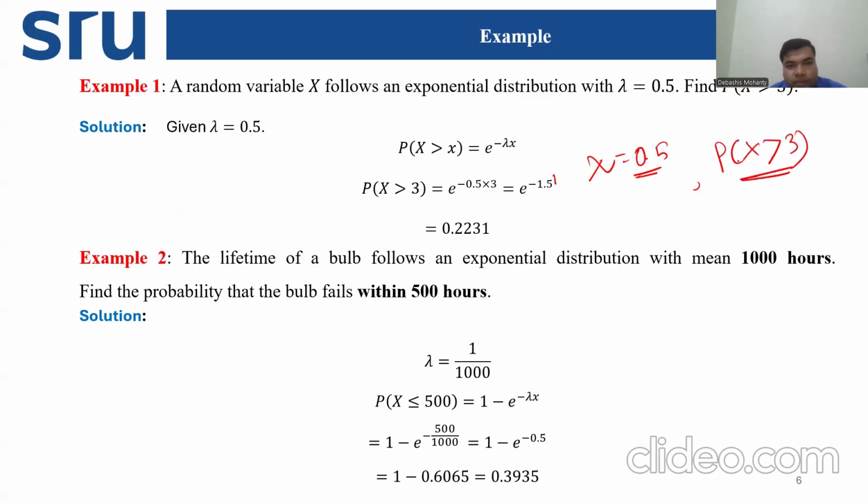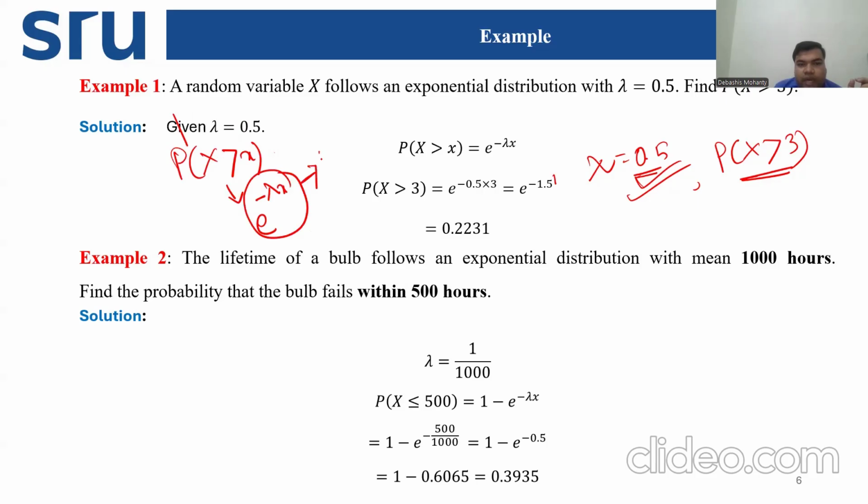So here a random variable x follows an exponential distribution with lambda equal to 0.5. Random variable, do you know random variable? That is the x value. The lambda value is given, and we need to calculate the probability of x greater than 3, that means after 3 hours. Whenever an after case is coming, we need to calculate the probability of capital X greater than small x. That formula we need to apply is e to the power minus lambda x.